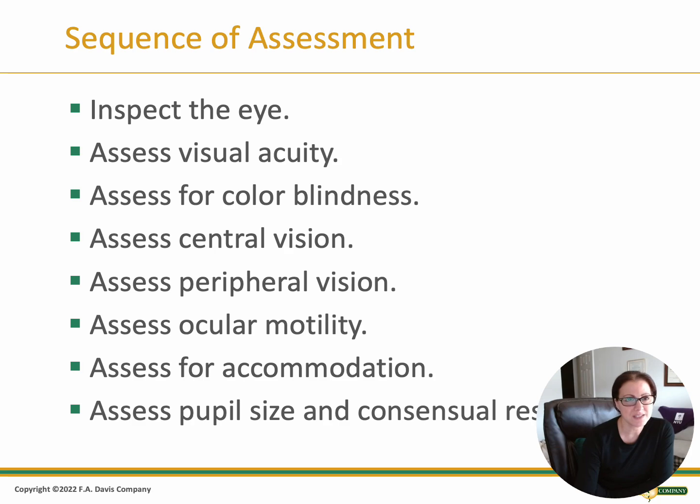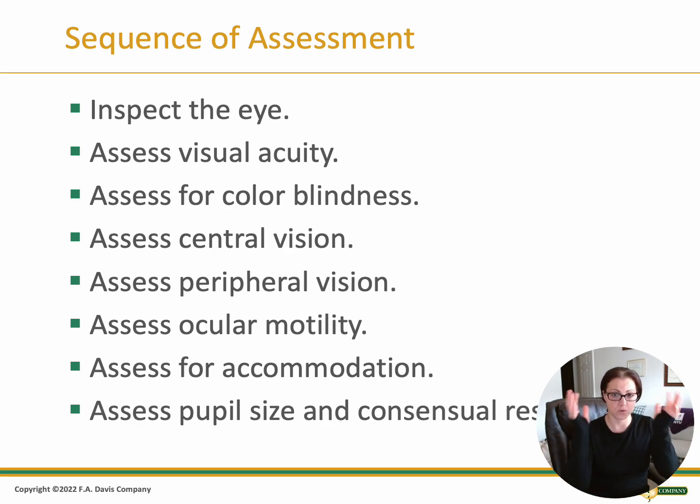So the sequence of the assessment includes inspection and really assessment as well as palpation. Inspect the eye, look at the eye, look for symmetry of the eye, make sure you have good lighting, look for any changes, look at the features in and around the external part of their eye. Visual acuity will require a Snellen chart. There's also another chart that you can use for color blindness, central vision, as well as peripheral vision.